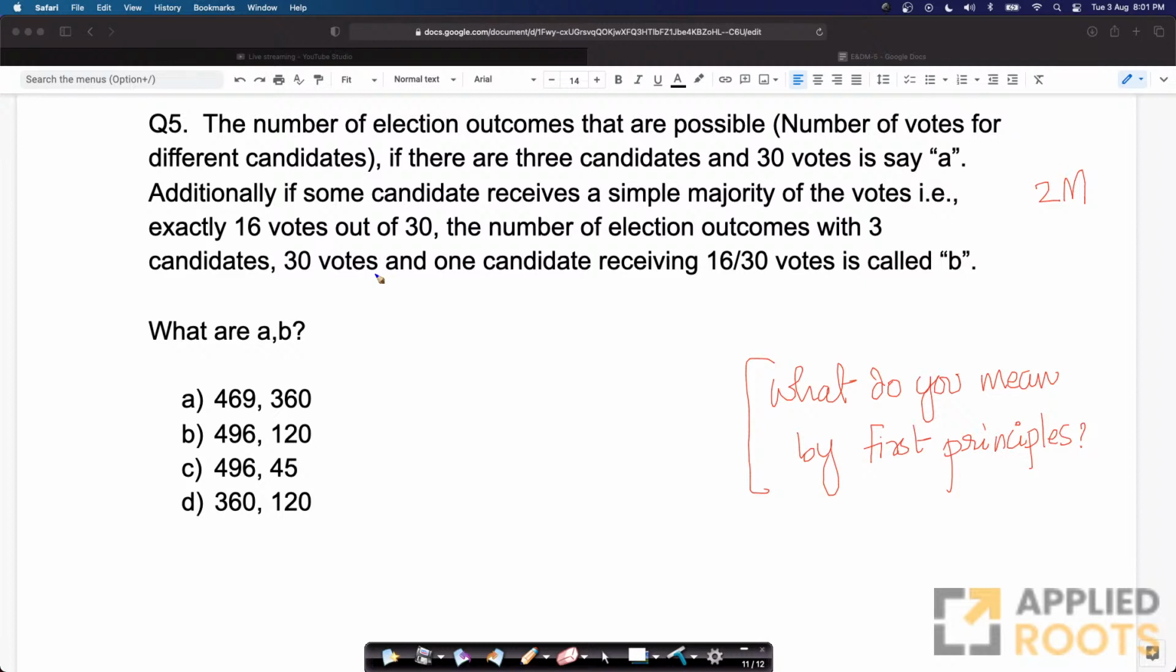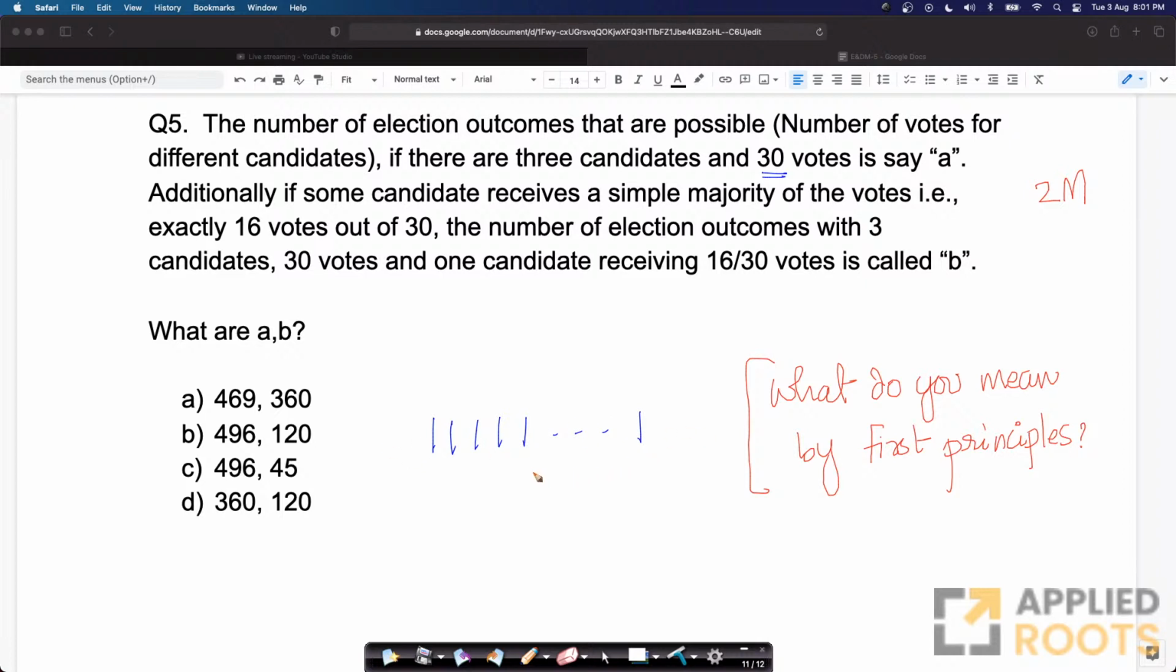Cool. Just in the interest of time, let me answer this question for you. So we know that there are 30 votes, right? And the number of election outcomes that are possible, which means number of votes for different candidates. Suppose imagine you just write these 30 numbers, or you can just place some bunch of sticks for every person, right? You can just place these sticks, 30 sticks for like 30 people.